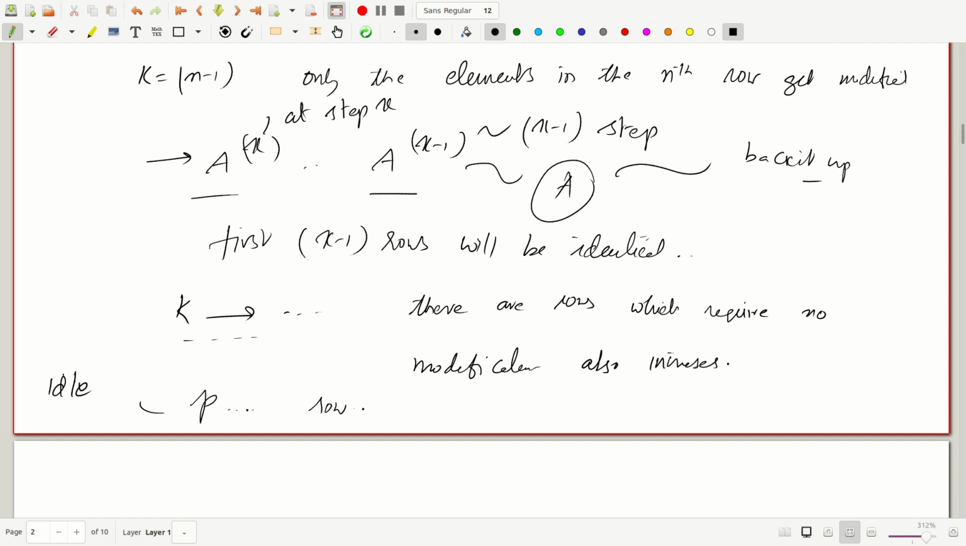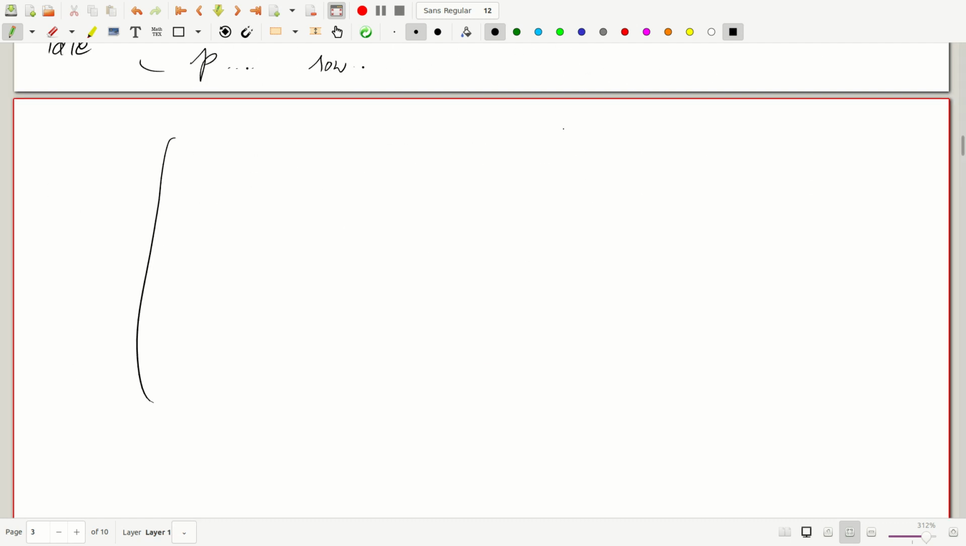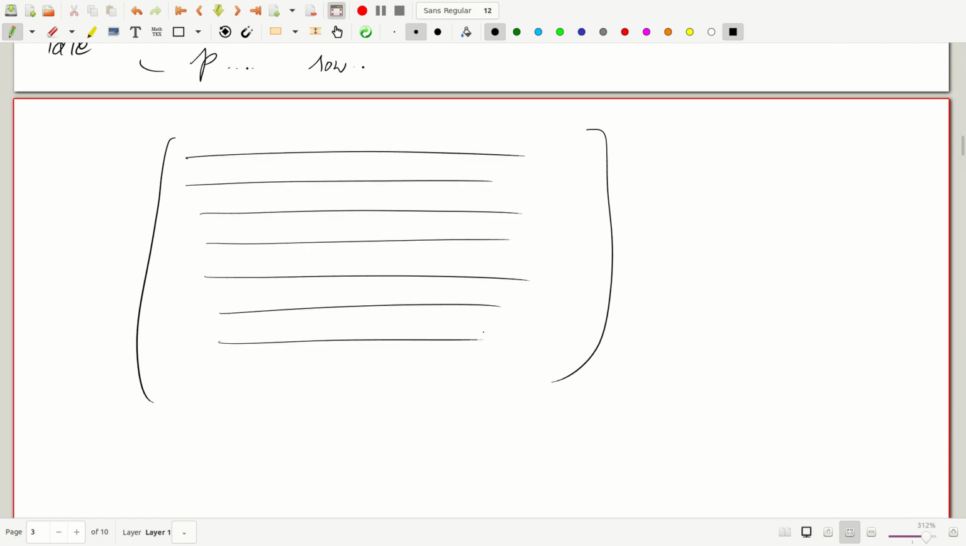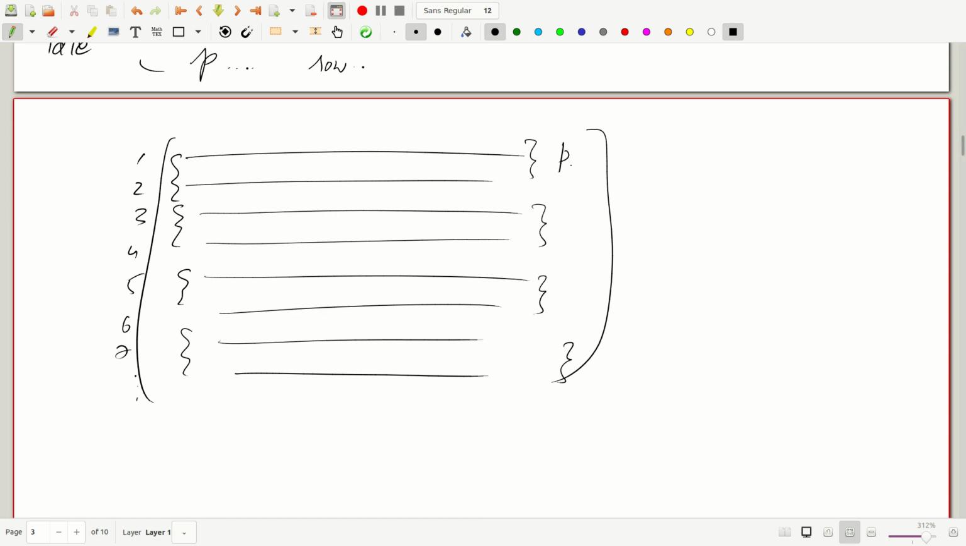So for example, let us say we draw a matrix and we have several rows in here, rows 1, 2, 3, 4, 5, 6, 7 and so on. Let's say you have grouped 2 of these rows together and assigned them to different processors. Let's say we have 4 processors, P0, P1, P2, P3, so you have nprocs equals 4.